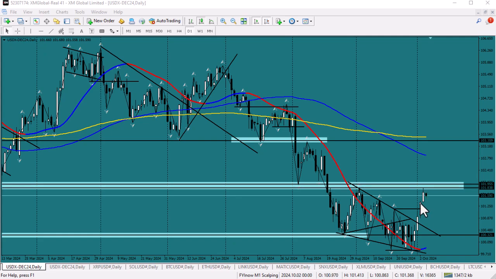So the big question is, is it going to reverse from here or is it going to break above that level and continue up to the moving averages? So let's see Monday morning what happens here. I will have to stay bullish.